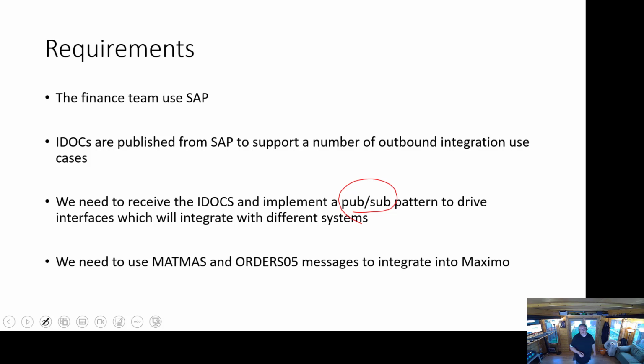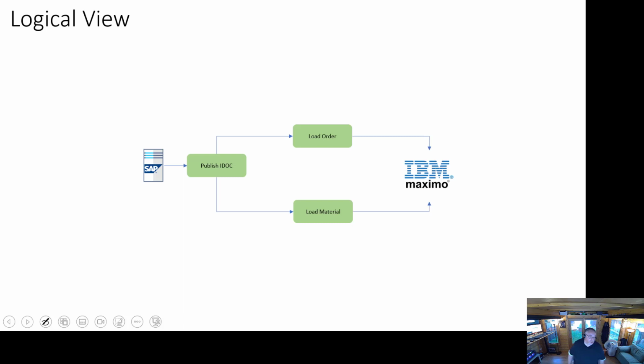In this case, we're going to give the example of implementing order processing for material and order iDocs into Maximo, which is a system from IBM. So this diagram shows what this would look like. It's a very common type of integration scenario. We've got the iDocs getting published here to an interface. Each of these green boxes represents an interface. Then we've got one for dealing with the order message and one for dealing with the material message. They both integrate into Maximo.